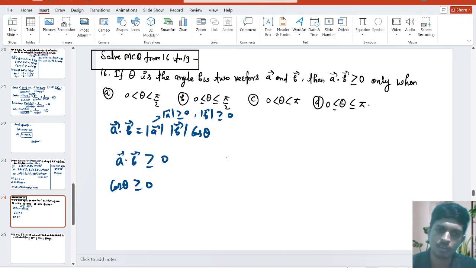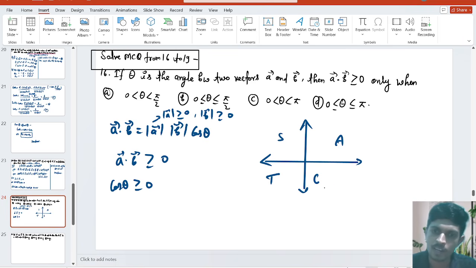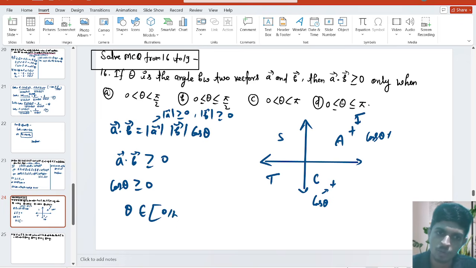So cos theta is greater than or equal to 0. In which quadrant? We write it as ASTC. So in the fourth quadrant and in the first quadrant, cos theta will be positive. Here the fourth quadrant is not given. It lies between 3 pi by 2 and 2 pi, so it is not correct. So the only option is the first quadrant. So theta belongs to the first quadrant, 0 to pi by 2.